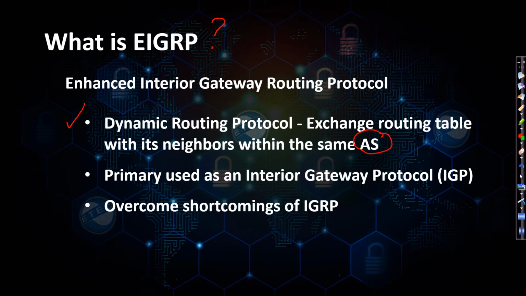An autonomous system is a number that represents a collection of systems or devices that fall under one administrative entity or domain. In EIGRP's case, all devices running the EIGRP protocol must be in the same autonomous system before dynamically sharing their routing tables. It is primarily used as an Interior Gateway Protocol, or IGP, and was developed to overcome the shortcomings of Cisco's first dynamic routing protocol, IGRP.